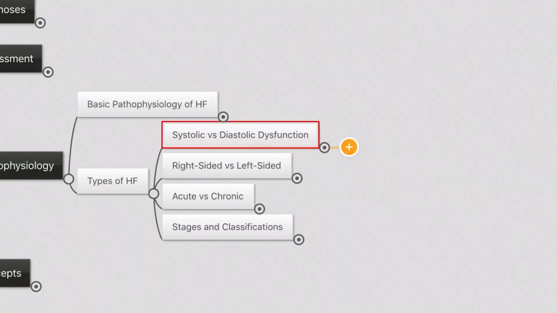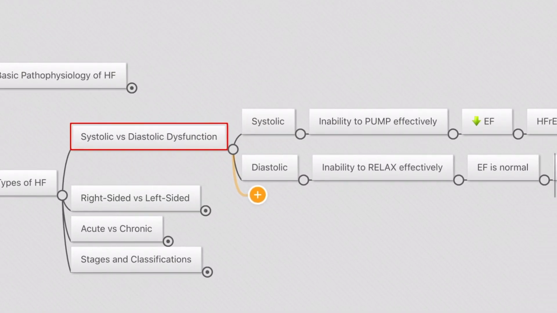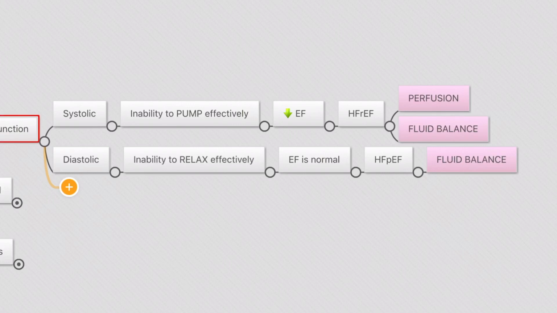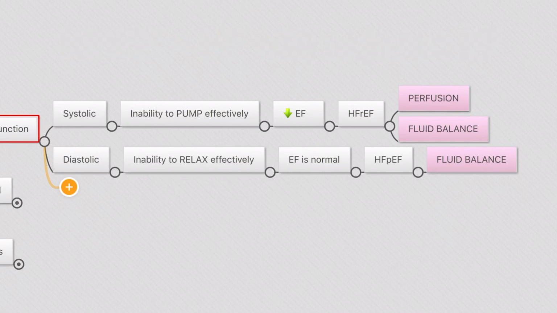Now we're going to look at the types of heart failure. First, we're going to look at the systolic versus diastolic dysfunction. Now, for systolic heart failure, there's an inability for the heart to pump effectively, so you will expect a reduced ejection fraction. We call it HFrEF, heart failure with reduced ejection fraction. That means there's a problem with perfusion because of decrease in ejection fraction. If the heart is not able to pump effectively, fluid is going to back up, so there's always a fluid balance issue.